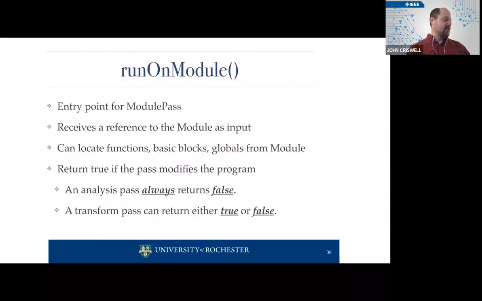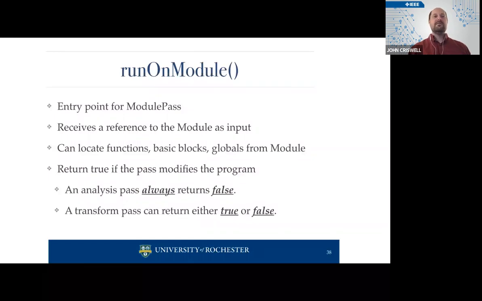Okay, so our runOnModule method, as I mentioned, is the entry point for our module pass. When LLVM decides that it's time to run your pass, your runOnModule method is going to be executed, and it will be passed a reference to a module as input. A reference is kind of like a pointer in C++, except that you're passing a value by reference. So you get the module and you access it like it's a variable, but in fact it's a pointer to the module that you can mutate.